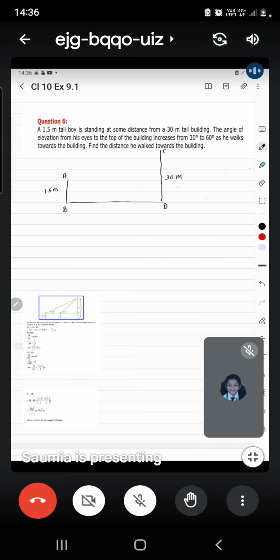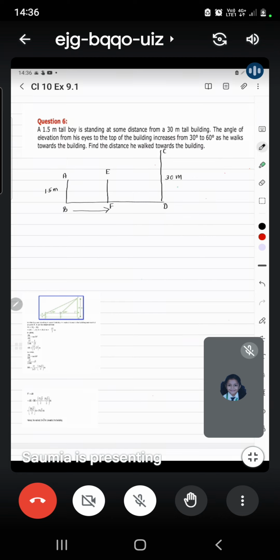The angle of elevation from his eyes to the top of the building increases from 30 degrees to 60 degrees as he walks towards the building. Find the distance that he walks towards the building. That means this boy is walking in this direction towards the building. So suppose he has reached here. So let EF be his new position.